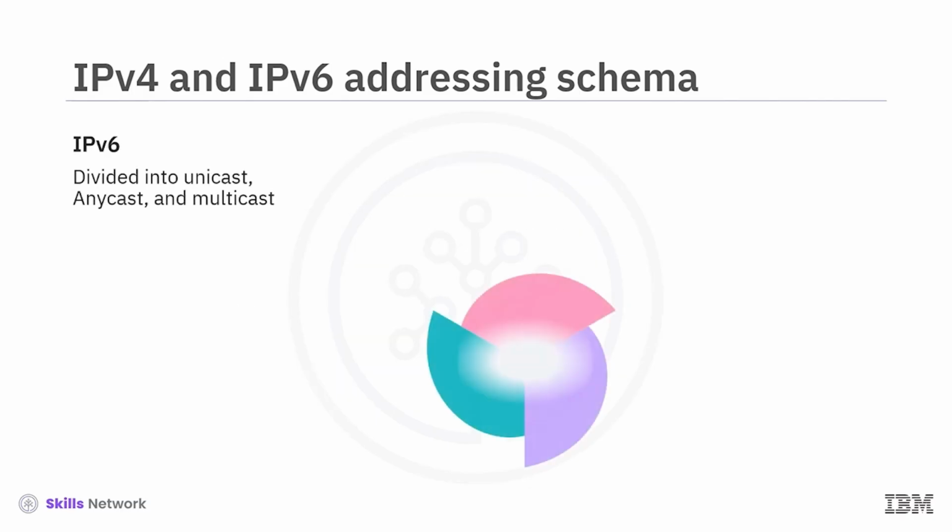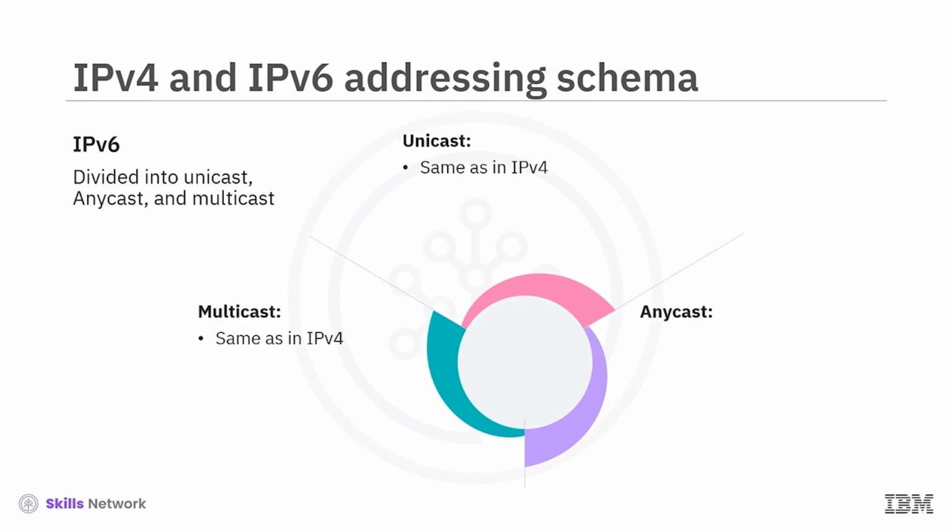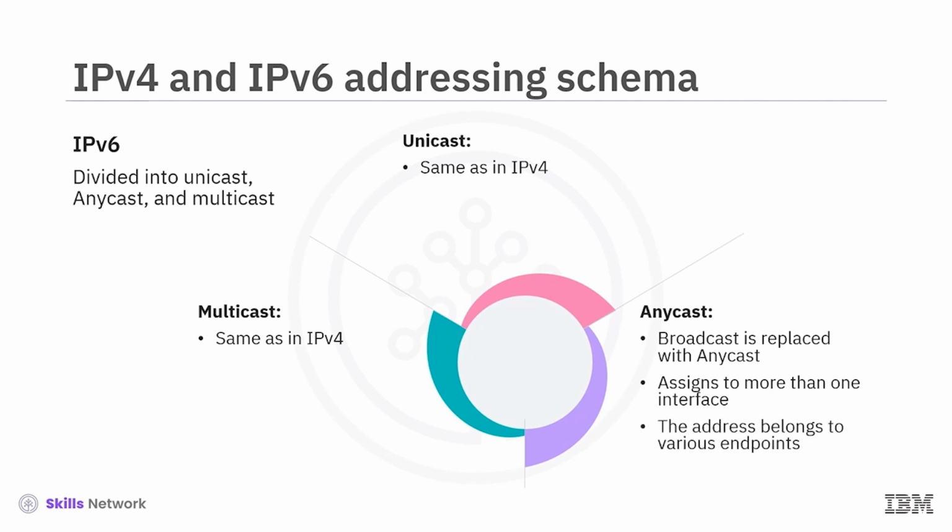In IPv6, things are a little different. Unicast and multicast are essentially the same, but broadcast is replaced by anycast. An IPv6 anycast address is an address that's assigned to more than one interface. Typically, the address belongs to different endpoints.